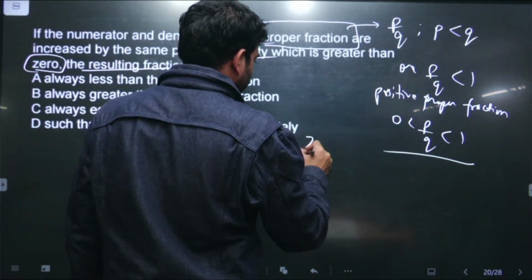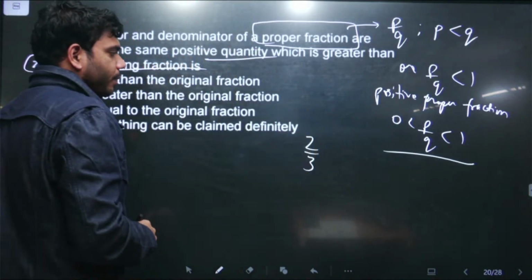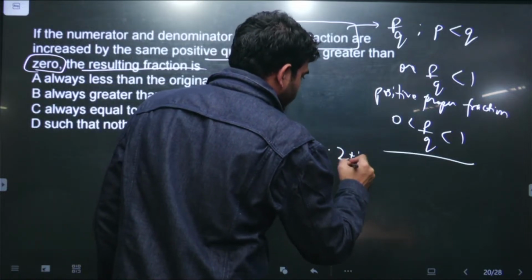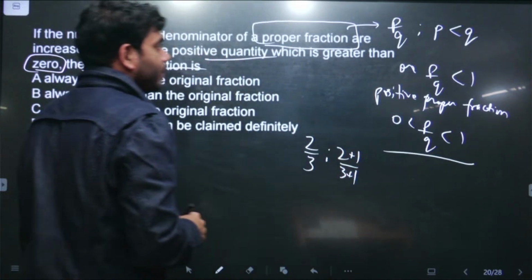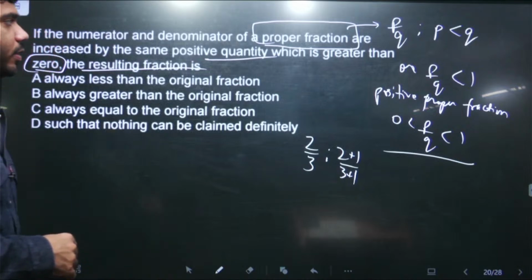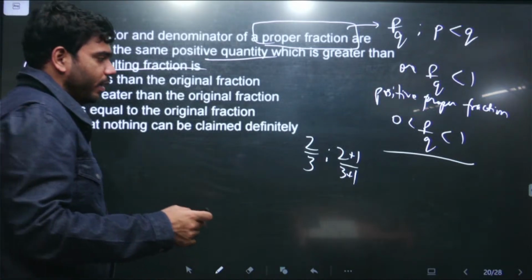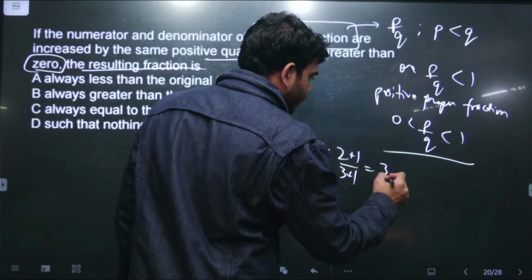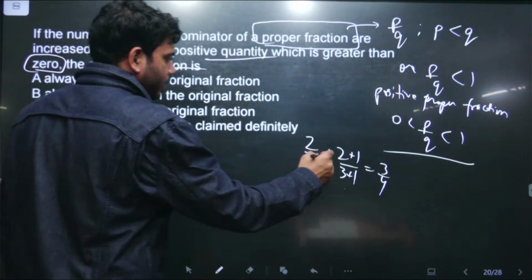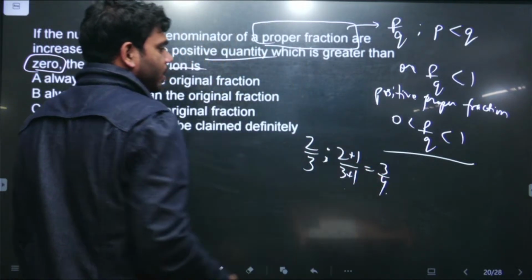Let us imagine 2 by 3. 2 by 3 is a proper fraction. Then let us add 1 to both numerator and denominator. This is what they are saying. If we add a fixed positive quantity to both numerator and denominator, then the resulting fraction will be 3 by 4. Then we need to compare the original fraction with this resultant proper fraction.